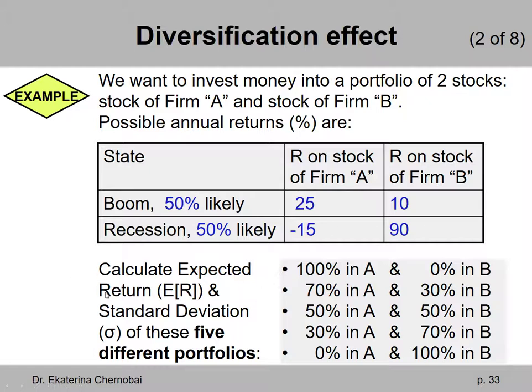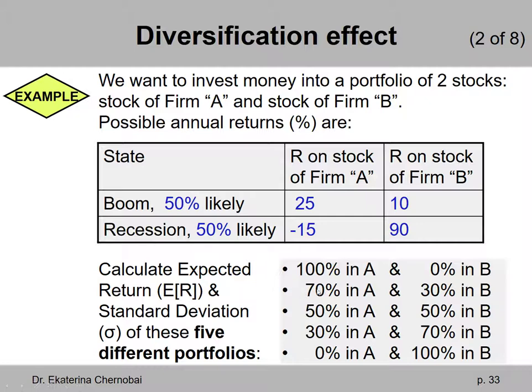Let's calculate the expected return and the standard deviation for 5 different combinations of weights. In other words, for 5 different portfolios. The first portfolio is 100% invested into A and 0% into B. In other words, all of our money goes in buying A. So B is not even in the picture.